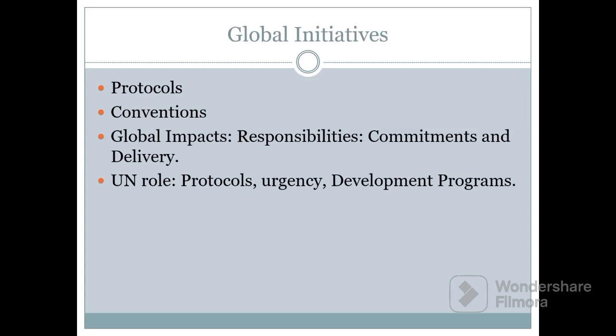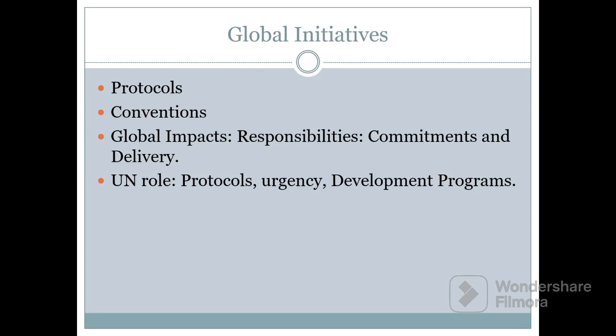Seventh chapter is about global initiatives. As we know that climate change and environmental issues are global issues, so there is need of a global consensus and global projects to cope with these issues. And these are actually called protocols and conventions like Kyoto Protocol on GHG emissions, like Paris Agreement, wherein we have decided to cap the emissions to 1.5 degree Celsius, and then conventions like Convention on Biological Diversity, Ramsar Convention, etc. Then the role of UN in implementing these protocols, and global impacts and responsibility of countries, etc.